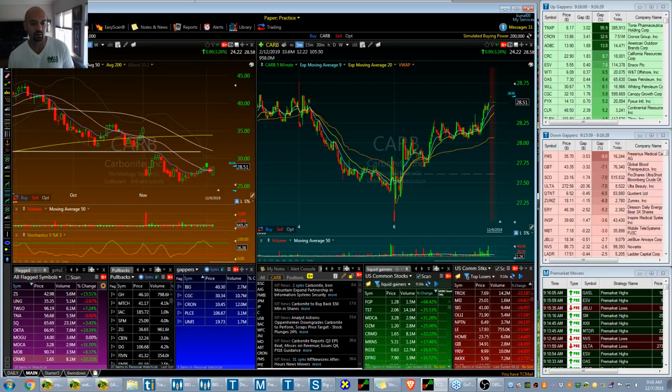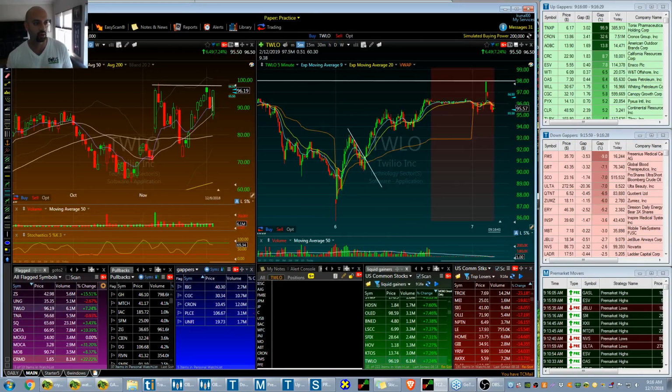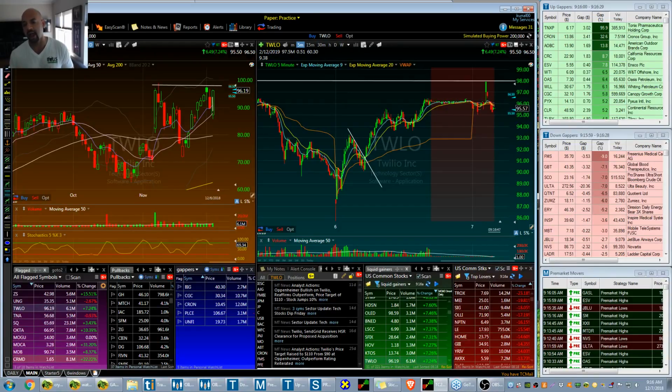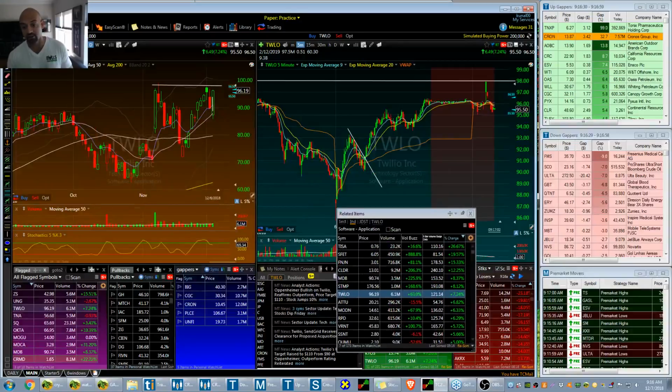And so there were a couple different ones that were really popping yesterday, right? Even with Twilio, which was a software application. So all the action was in software, right? Even when the market was down so much, Twilio went red to green. And that right there is high relative strength.